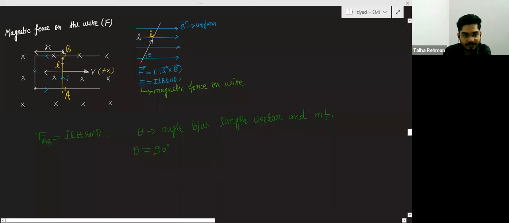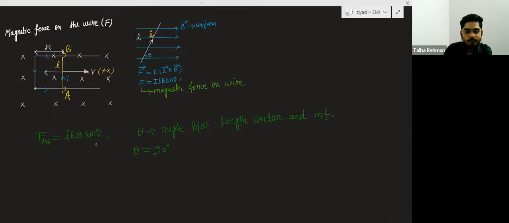See, this current is along the y-axis, and this magnetic field is along the z-axis. Now, force on wire AB. We will put the value of current. Current is given by minus of VLB divided by R. So we will put here minus of VLB divided by R into the length of wire. I have put the value of current. Now length of the wire into the magnetic field and sine 90. Sine 90 is 1.